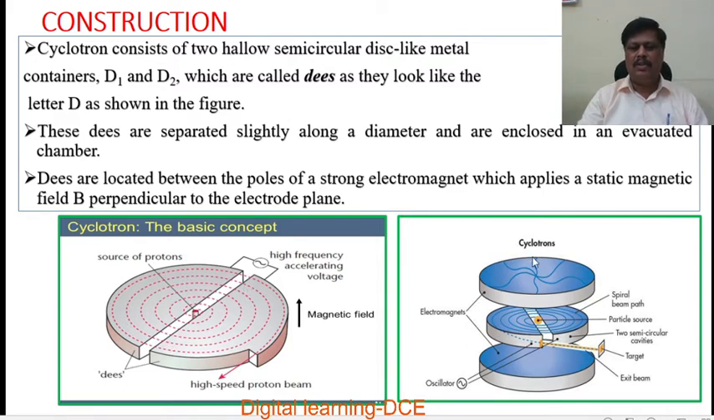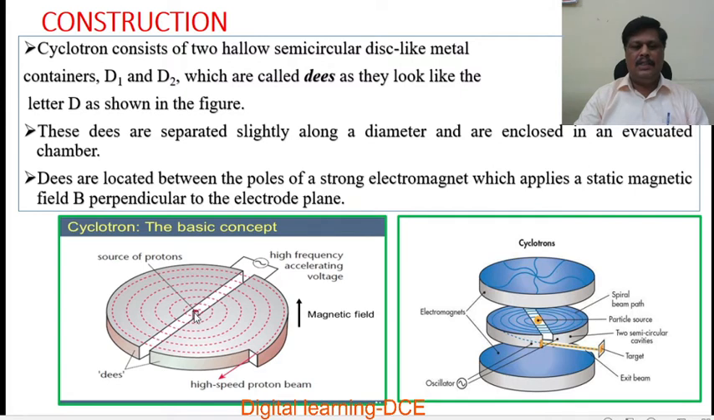Again, this diagram is also a cyclotron diagram. This is D1 and D2. There is a small energy gap, and these two Ds are placed between the two magnetic poles. Ds are located between the poles of a strong electromagnet which applies a static magnetic field perpendicular to the electrode plane. So these two are the poles of the strong electromagnet, in which the magnetic field is perpendicular to the direction of motion of the charged particle.